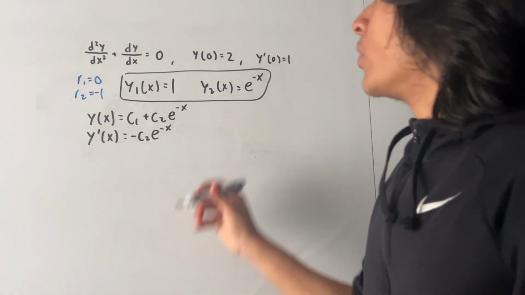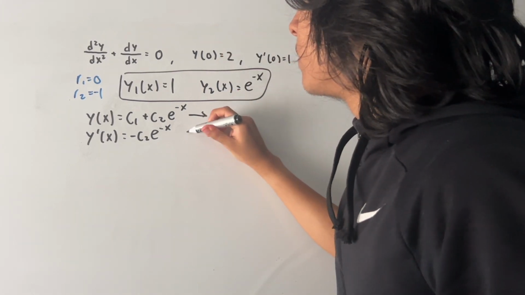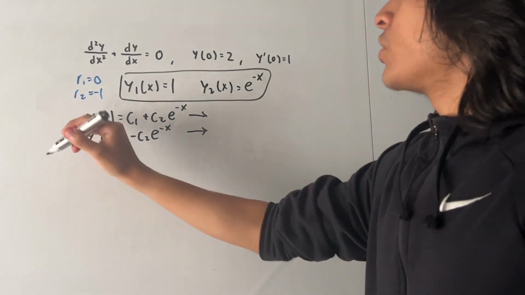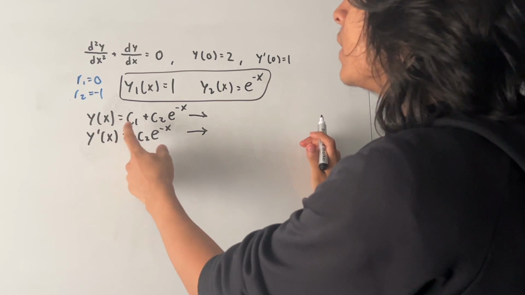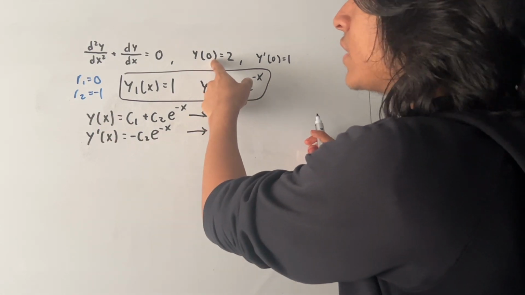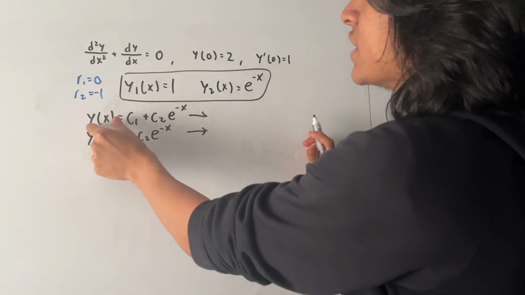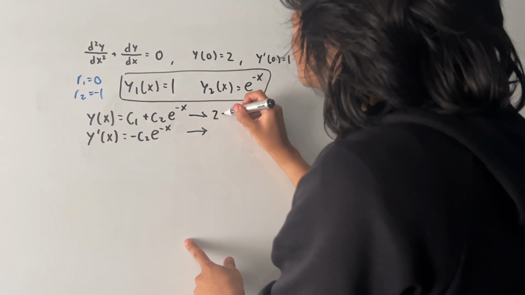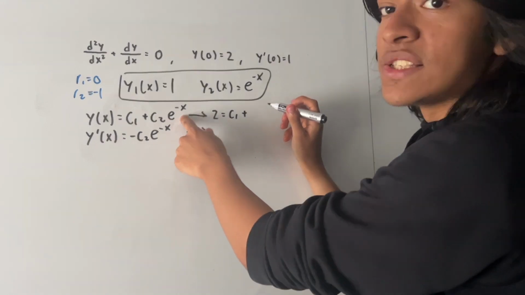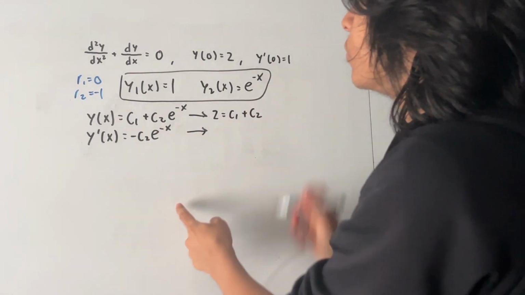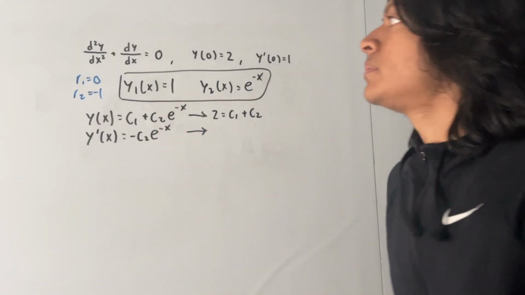Applying these initial points, we could just apply them. So for our y, using the equation on the top right, we have x equal to 0, and y of x is going to be 2. So we have 2 is equal to c1 plus, when x is 0 right here, c2. So we have this equation.